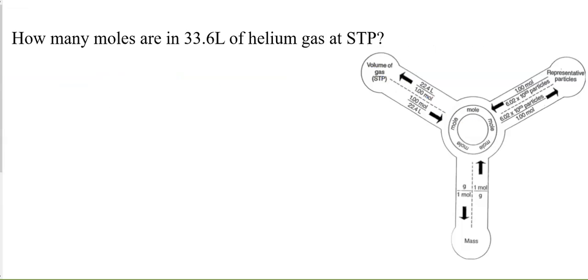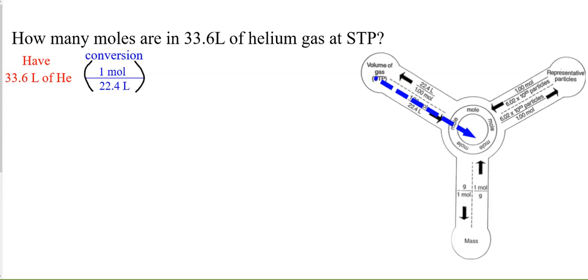So the last example: how many moles are in 33.6 liters of helium gas at standard temperature and pressure? We are going from liters. We have liters of a substance and we want to convert it to moles. So we're going to the very center. So multiply by the inverse this time. Again, we're using the bottom conversion factor.